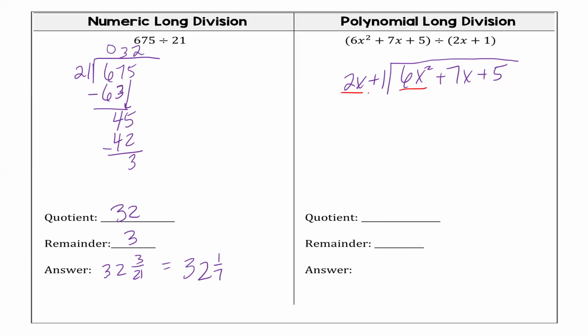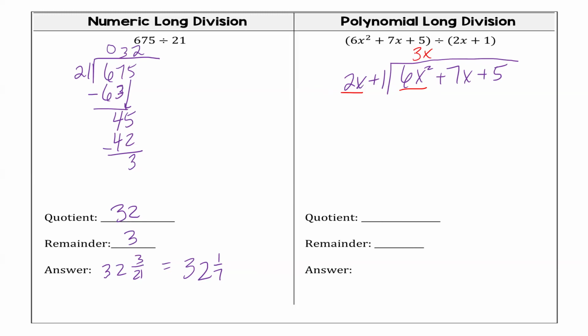6x squared divided by 2x is what? 3x. Yes? We agree? 6 divided by 2 is? x squared divided by x is? So 6x squared divided by 2x is 3x. This is actually helpful for you. All right, now we multiply.